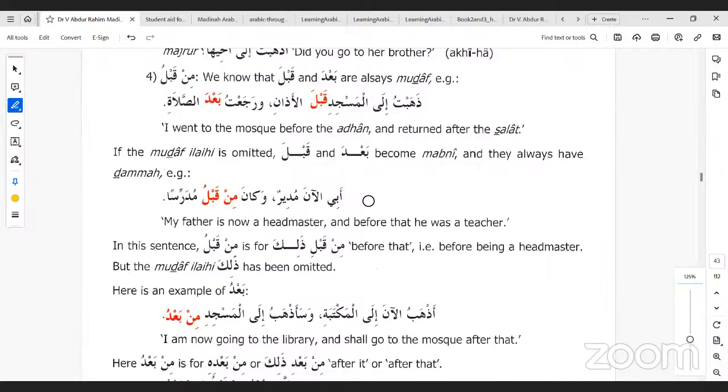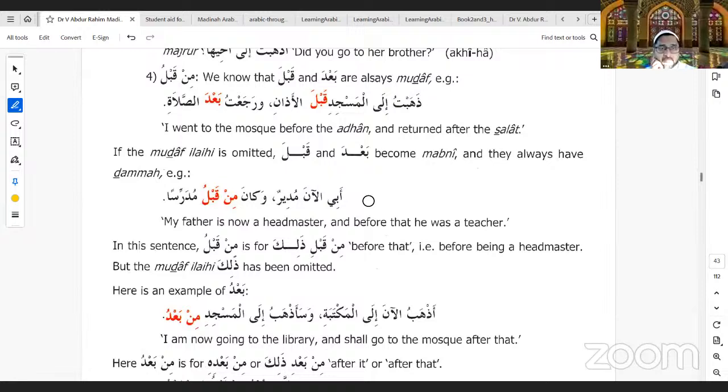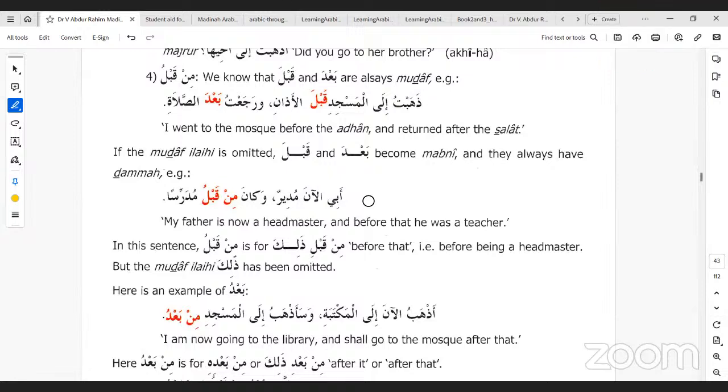Bismillahirrahmanirrahim. Min qablu. We know that qabla and ba'da are always mudaf. For example, sahabtu ilal masjidi qabla al-adani: I went to the mosque before the azan, call of azan. Wa raja'tu ba'da salati, and I came back, I returned after the prayer.